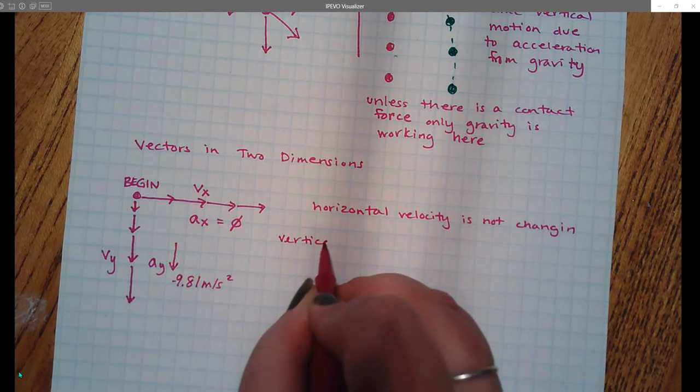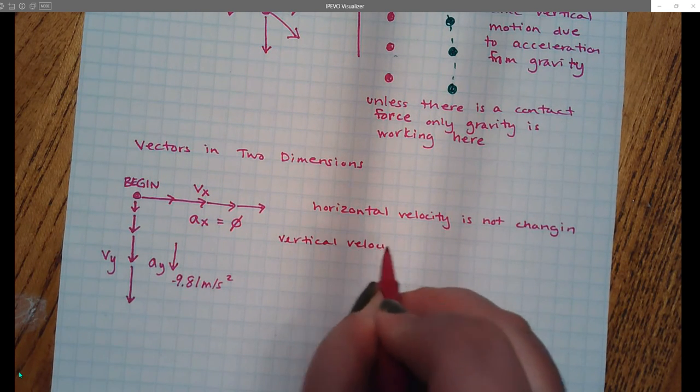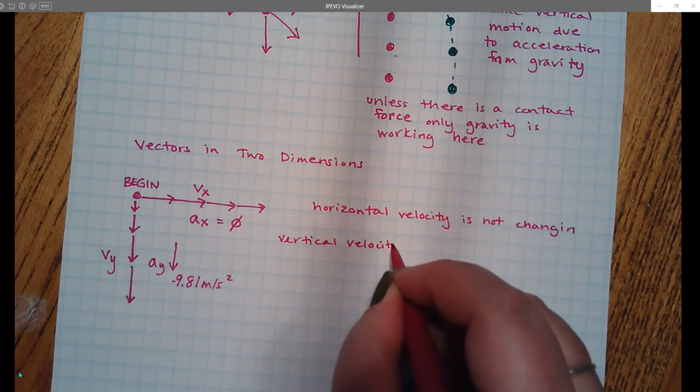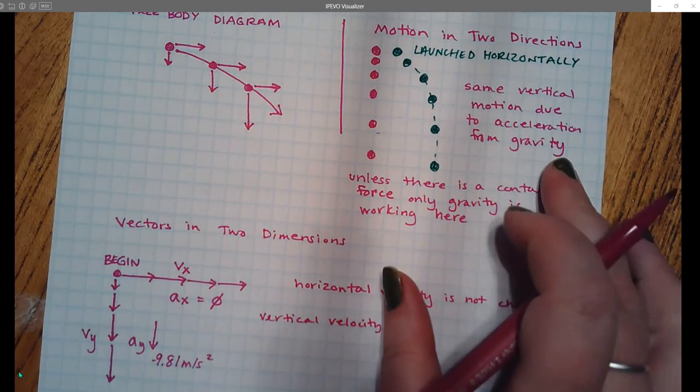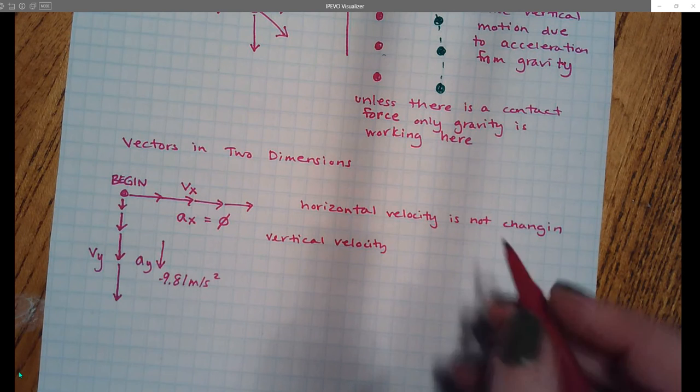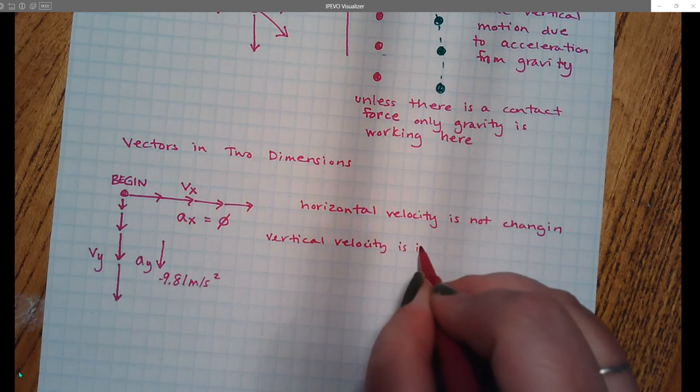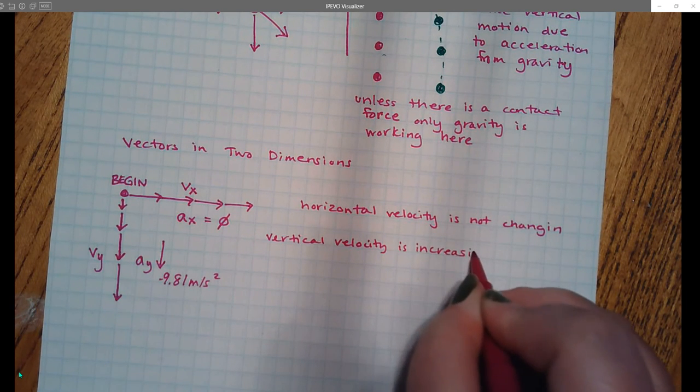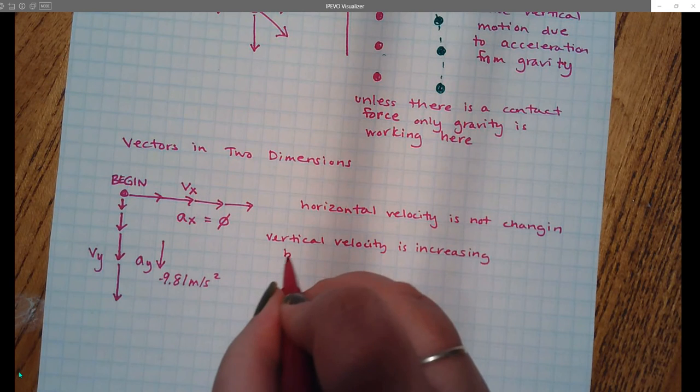So we see that vertical velocity is increasing because of acceleration due to gravity. It's basically the same concept from up here. Vertical velocity is increasing because of acceleration due to gravity.